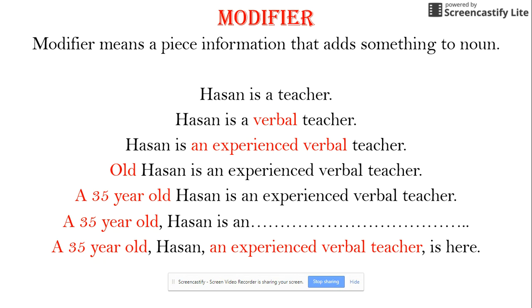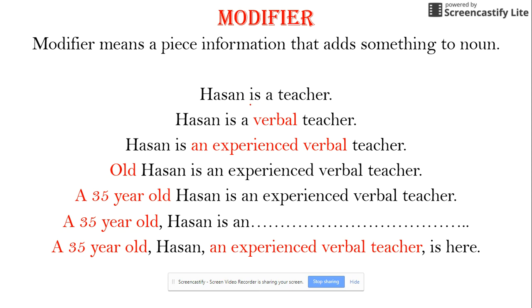So here, if we notice, modifier means a piece of information that adds something to a noun. All right. So, what is a piece of information for a noun? Remember, in GMAT, it should be close to the noun. If it is not close, that is considered wrong in GMAT. So the piece of information should justify the correct word and should be so close to that word.